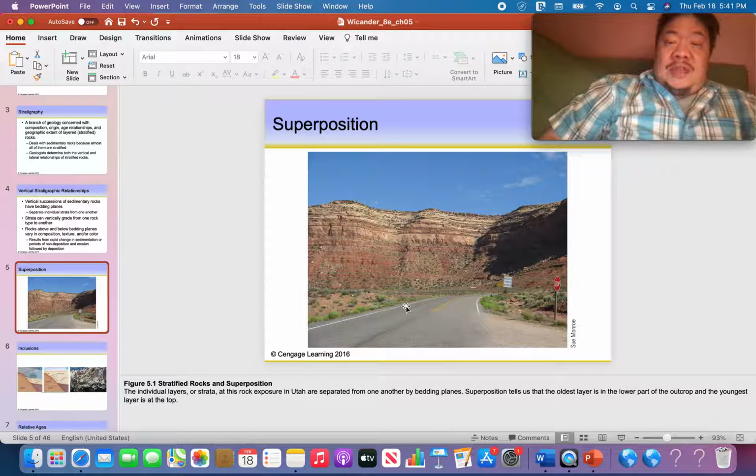Here, if you're standing at this roadside, for example, you can see layers of rock. And the first thing that should come to your mind is these must be sedimentary. And since they are sedimentary, then we know that the beds on the bottom are older than the beds on top due to the principle of superposition.